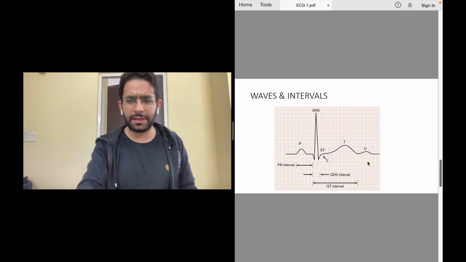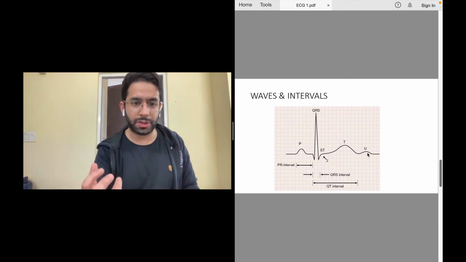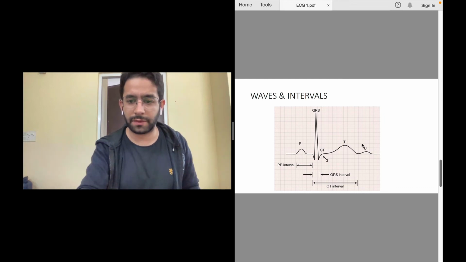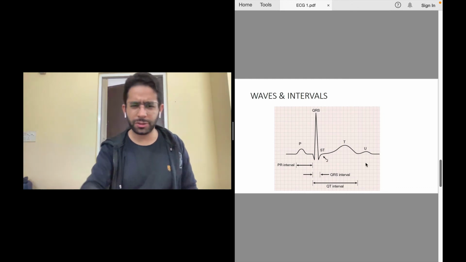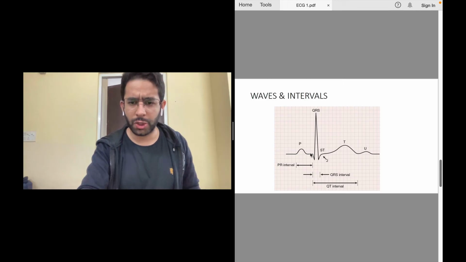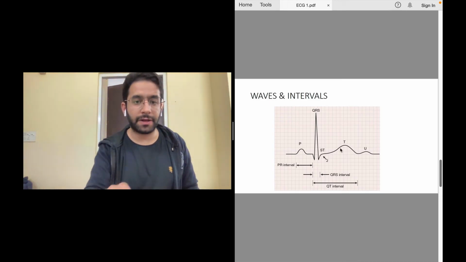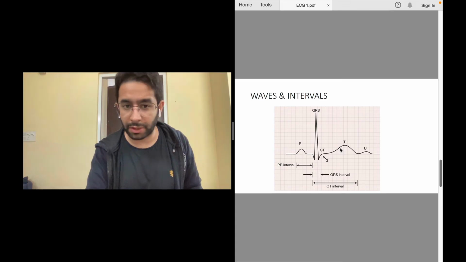And no one is really sure about the mechanism behind the origin of this U wave. That's not a part of this video anyways. So P represents atrial depolarization, QRS represents ventricular depolarization, and ST and T wave represents ventricular repolarization.